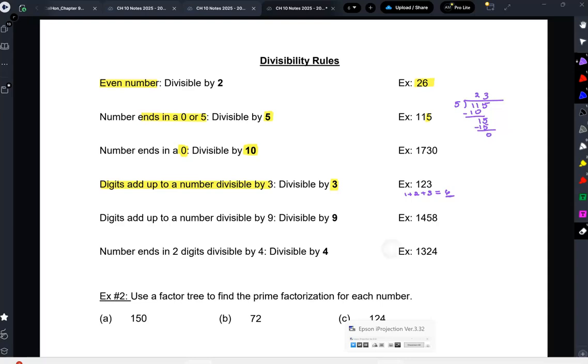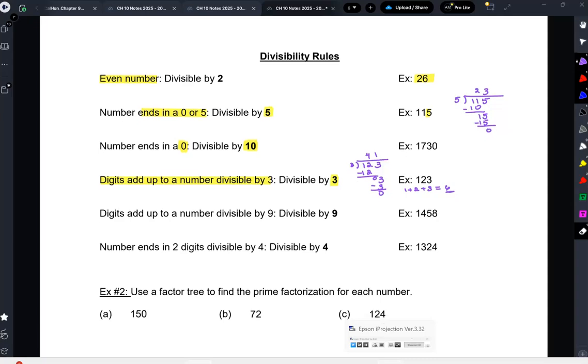Okay, so let's try that. Let's divide 123 by 3. 3 goes into 12 4 times. So that's 0. And then the 3 comes down. 3 goes into 3 once. There we go. Okay? Okay, any other questions? Okay.